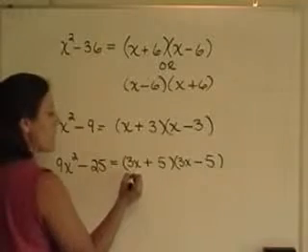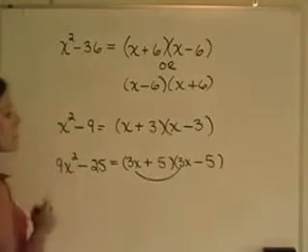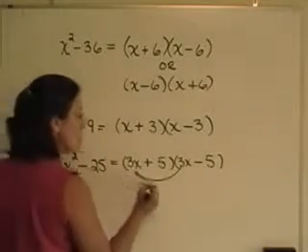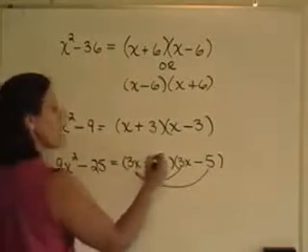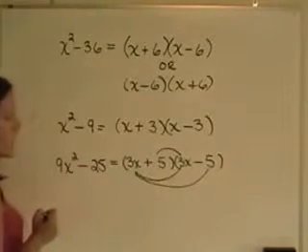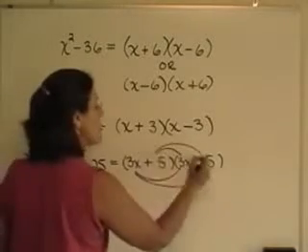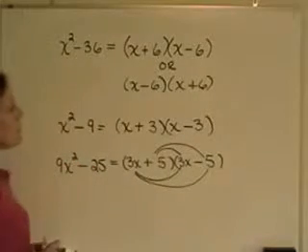That will guarantee, if I were going to check this, 3x times 3x is 9x squared. Again, I'm just going to think about the full check. Here's a minus 15x and a plus 15x. Those are going to add to be 0. And a positive 5 times a minus 5 is minus 25.